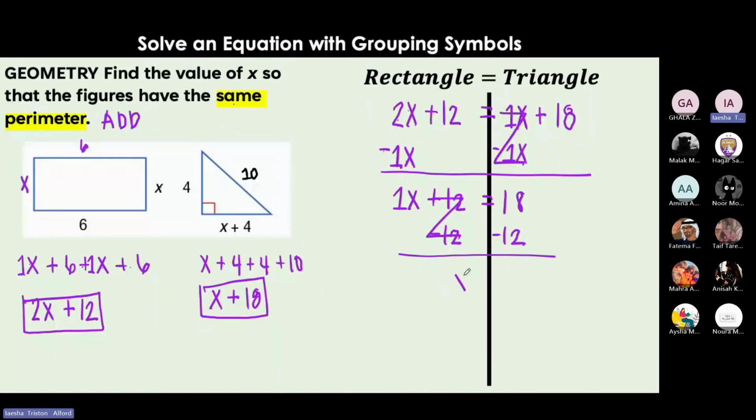This is x. Some of you are going to keep it as positive 1x. Equal, so make positive 6. Then divide. So x equals positive 6. That's if they ask you for perimeter. This is how you can do it if they ask you for perimeter.